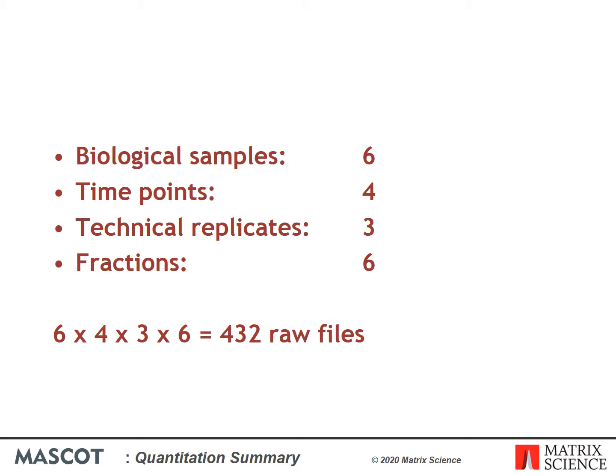Studies that use mass spectrometry-based quantitation often contain very large numbers of individual analyses, samples from different sources or treatments or time points, possibly fractionated, with replicates and so forth. Even a simple study can generate a large number of files. For example, imagine a label-free study of 6 biological samples, 3 control and 3 treated, each of which has been analysed at 4 time points in 3 technical replicates, and each replicate has been separated into 6 fractions prior to analysis. This would result in 432 raw files.